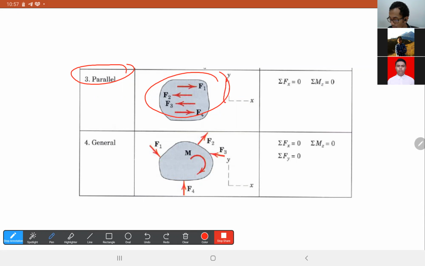create the coordinate. Then after that, because all the forces are happening in one direction, x, the total force in the x direction is supposed to be 0. It's easy, right? Then the total moment is supposed to be 0 as well, in order for us to ensure the equilibrium is happening.